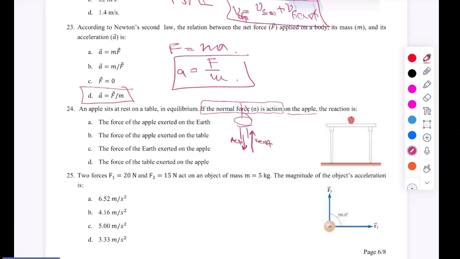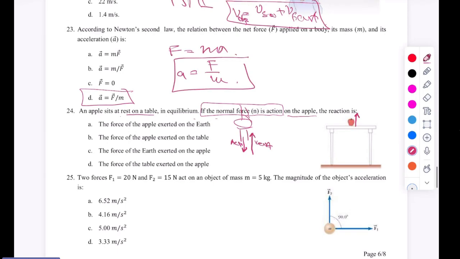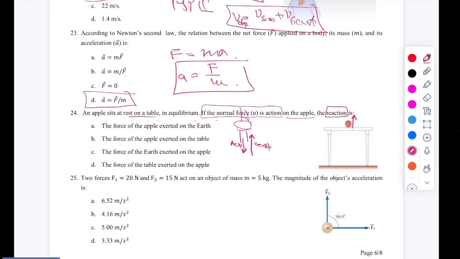So what is the question? If an apple sits at rest on the table in equilibrium, if the normal force is this, which is the table exerting on the apple, what is the reaction in that case? It's the force of the apple on the table. Yes, the force the apple exerted on the table. So this is the pair.